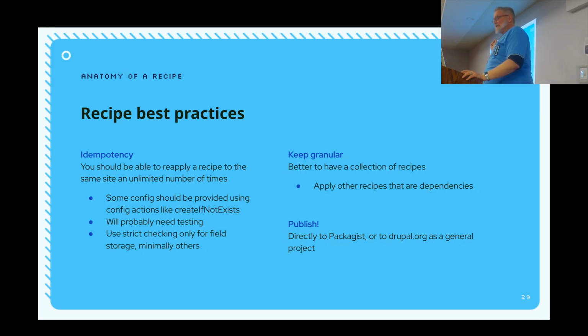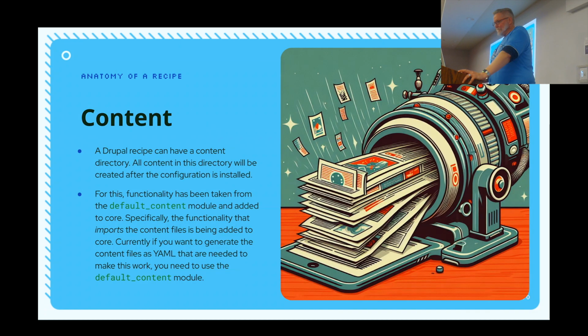It's a good idea, I would say, to try and keep them granular. So like we saw with the events example, if you only needed a simple implementation, not have more than you need, I think is a best practice. And finally, publish them. There's an easy way: you can publish them to Drupal.org as a general project, or really just to any kind of repo management that has Packagist integration. Again, as long as you set that Drupal recipe type in your composer.json, people will be able to use that as a recipe.